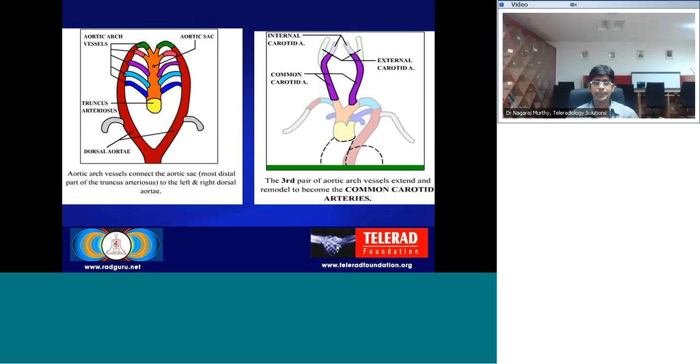This is a picture showing the aortic sac, two dorsal aorta fused in the midline. These are the 6 arches connecting the heart tube. This picture shows the derivatives of the third arch, which form the common carotid arteries.